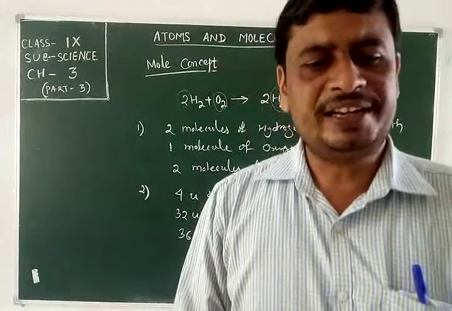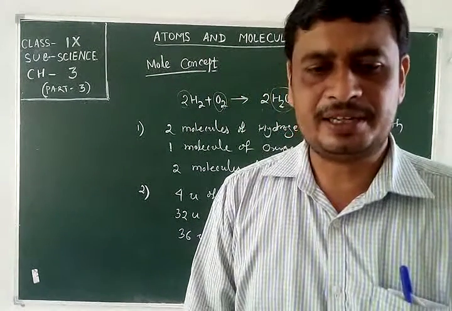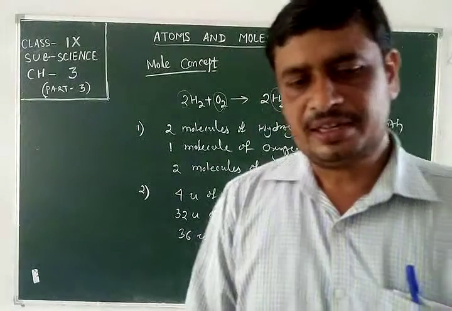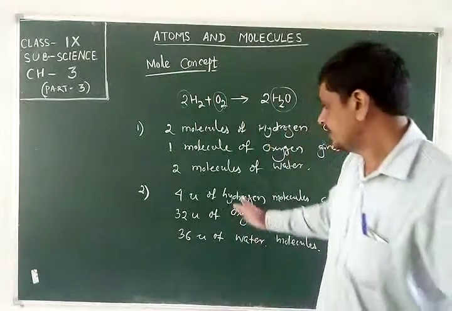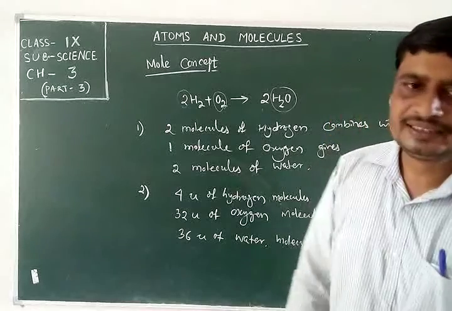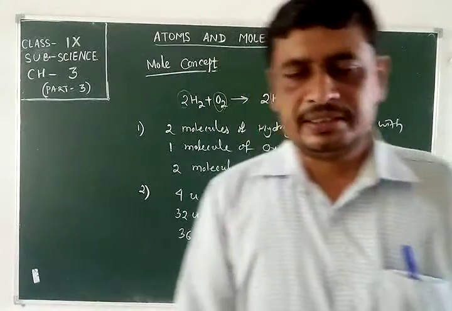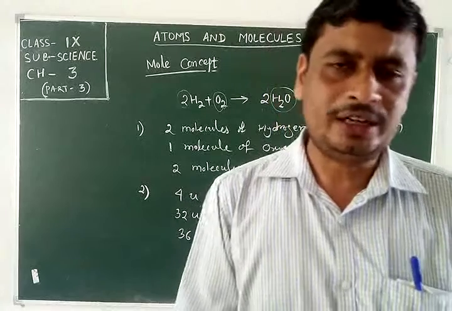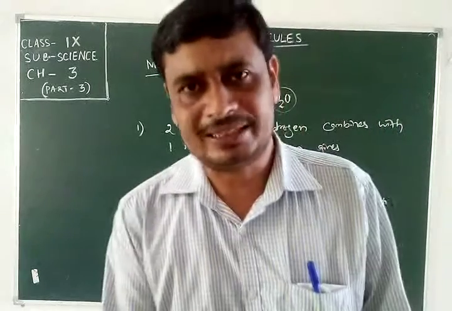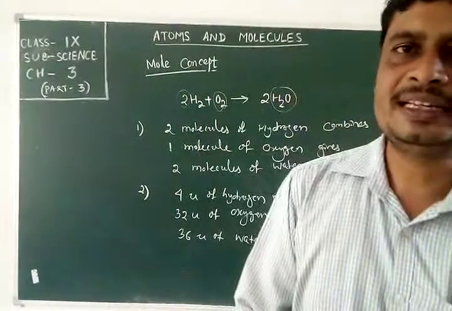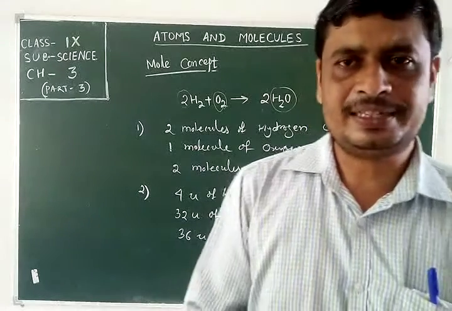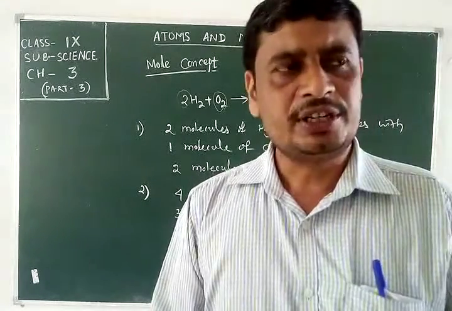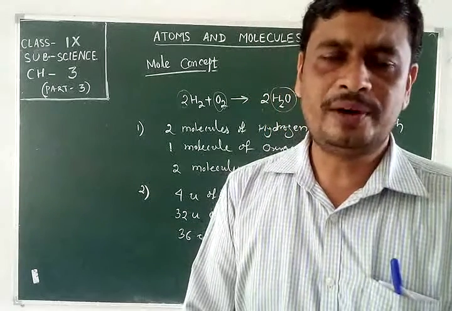It is more convenient to refer to the quantity of substance rather than the number of molecules or atoms. That is the second point. This second point indicates the mass, the quantity of that particular substance, how much substance reacts and how much substance is produced. So a new unit, mole, was introduced.